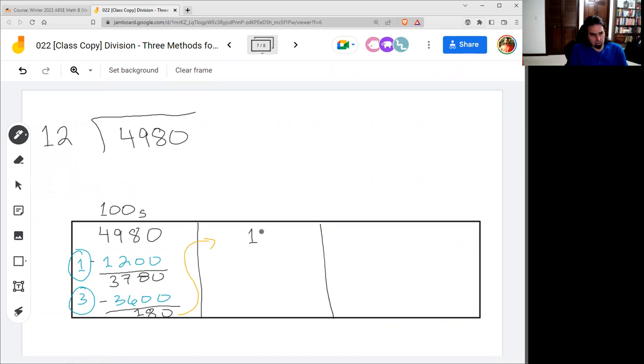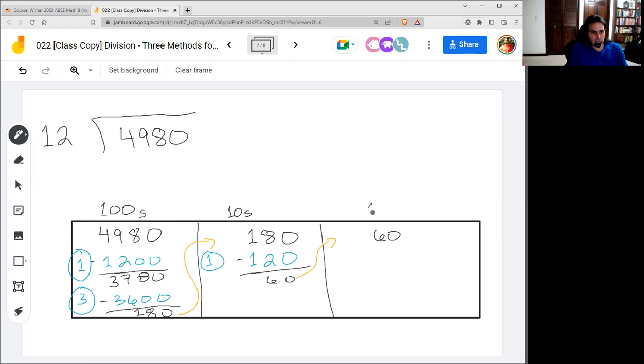Now I'm in the tens box. 12 times 10, is that going to fit? I can fit 1 12 times 10, that's just 12 with a zero at the end of it. Can I fit another 12 times 10? No, 120 is too big now. So I move that over.